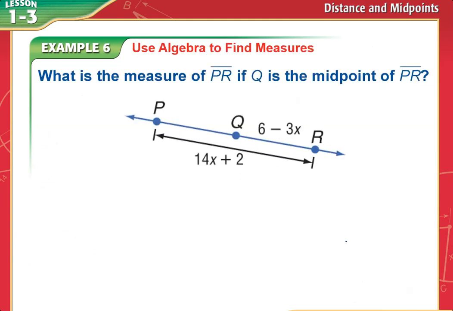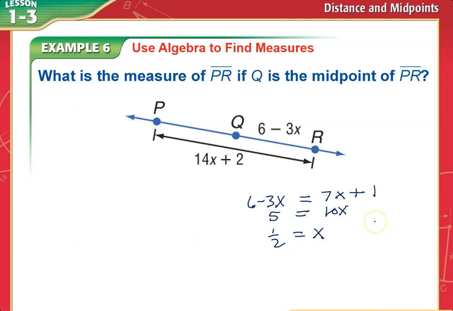All right, what is the measure of line segment PR if Q is the midpoint? Okay, what that means is the length of 6 minus 3x should be exactly half of the PR length. So half of 14x plus 2 would be 7x plus 1. Then I'm going to add 3x to both sides, and I get 10x. And then I'm going to subtract 1 from both sides and get a 5. Then I'm going to divide by 10. I get 1/2 equals x.